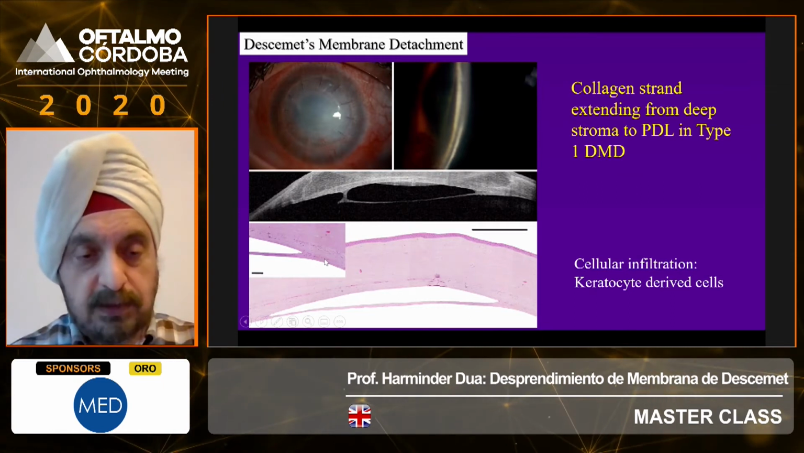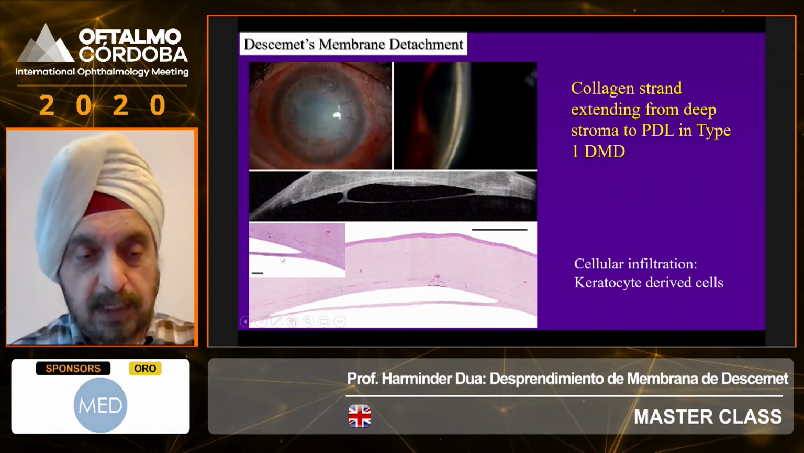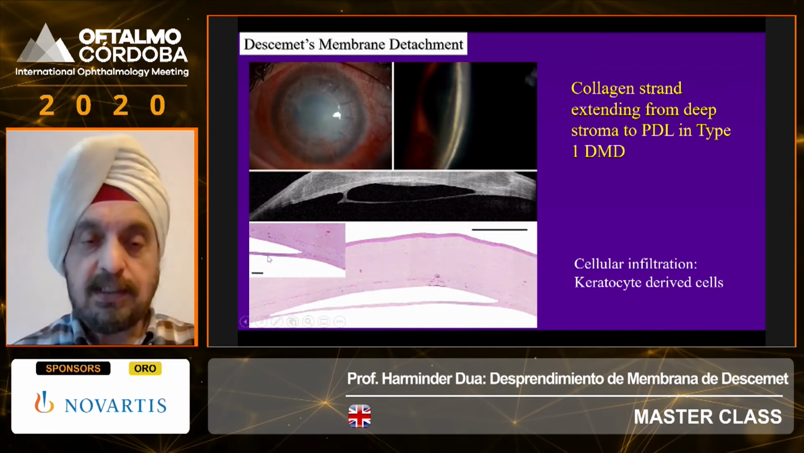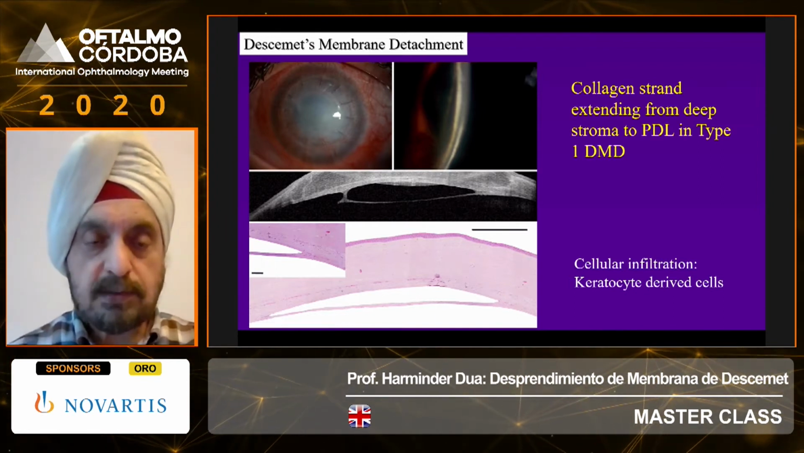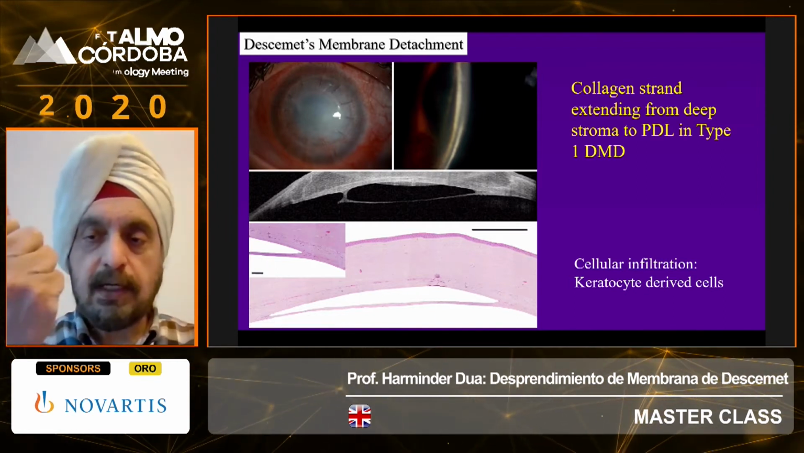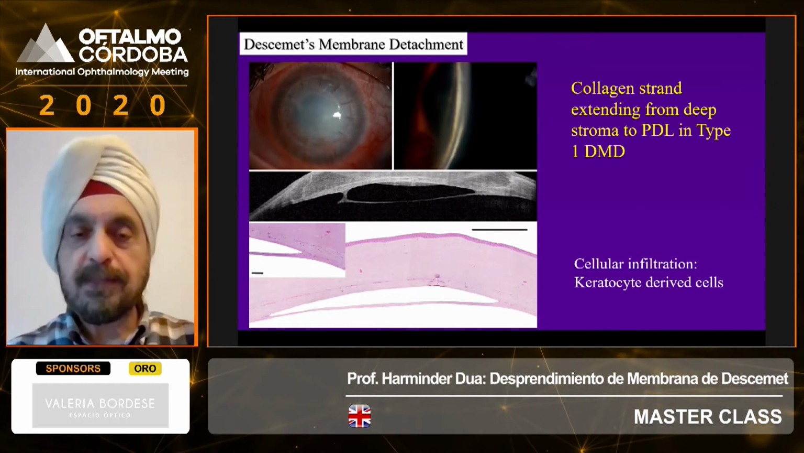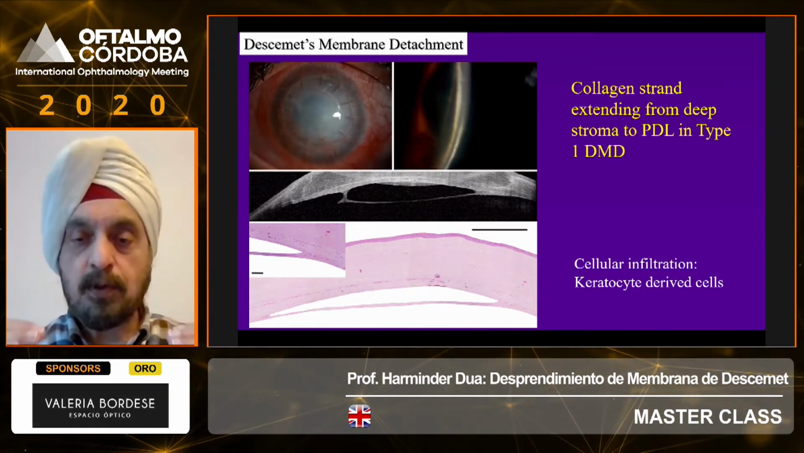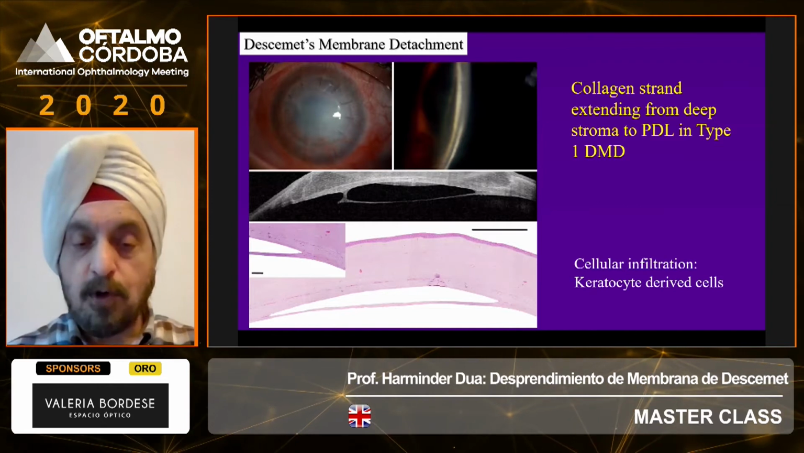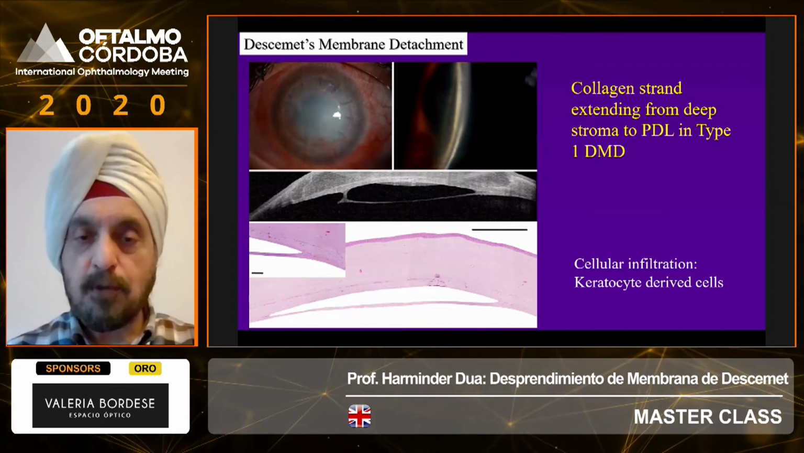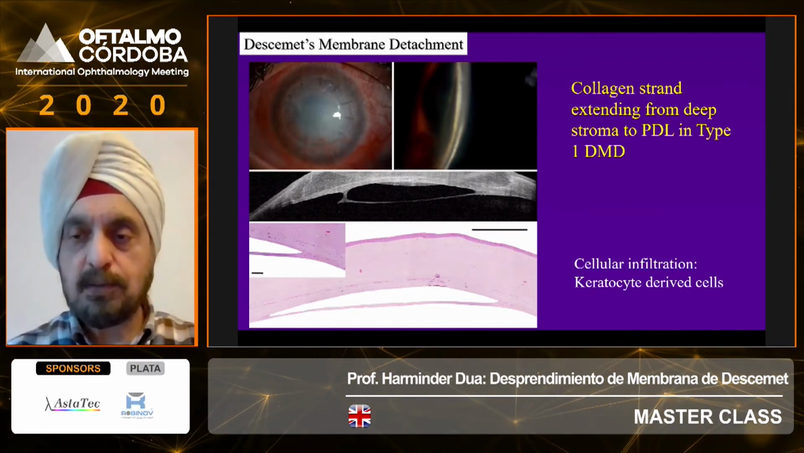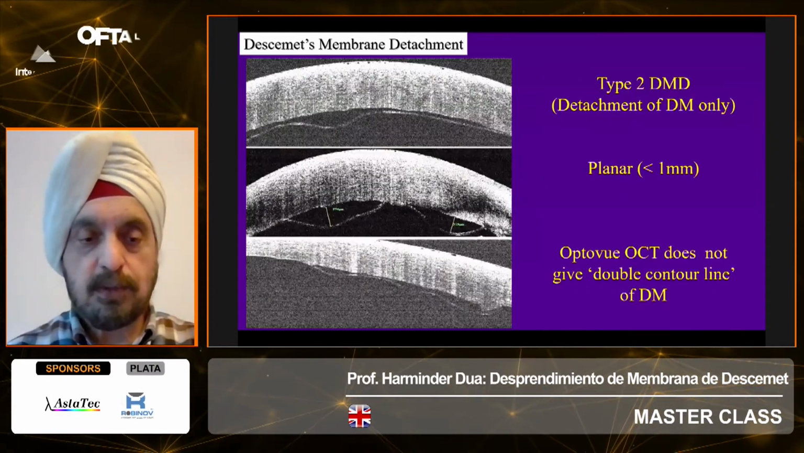So what happens with time is these keratocytes migrate into the stroma. They become fibroblasts, myofibroblasts, they contract, and they make the Descemet's membrane more tight and more scarred. So the more the scarring has happened, the more difficult it is to put it back just with a bubble of air when it comes to the treatment.